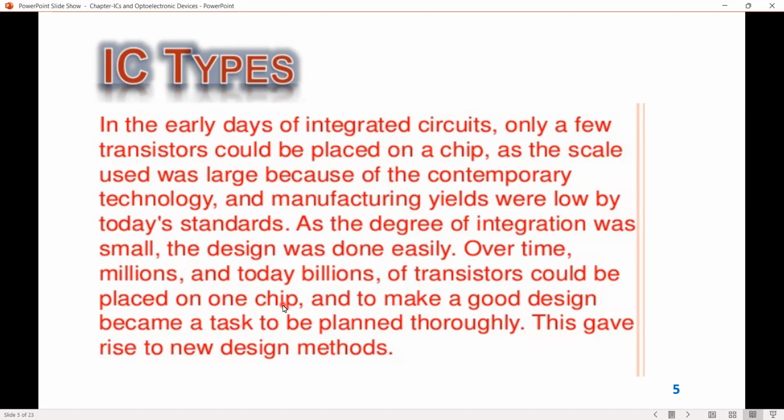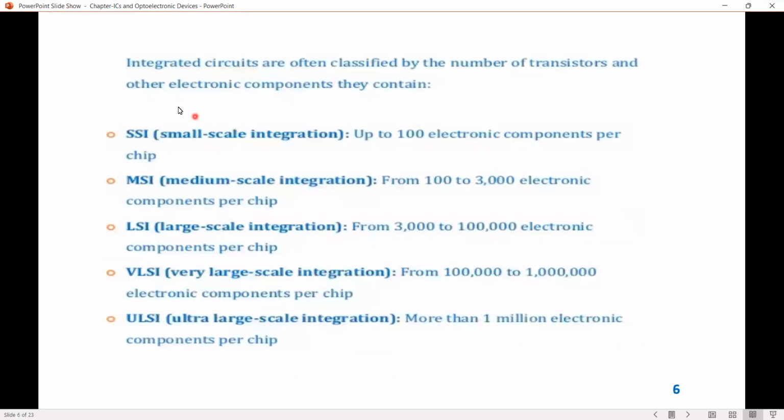I give you an example, the A14 Bionic chip, which is used in iPhones. It is having billions of transistors, I think, if I'm not wrong, 11.4 billion transistors. So to make a good design became a task to be planned thoroughly. This gave rise to new design methods basically. So it's about the ICs.